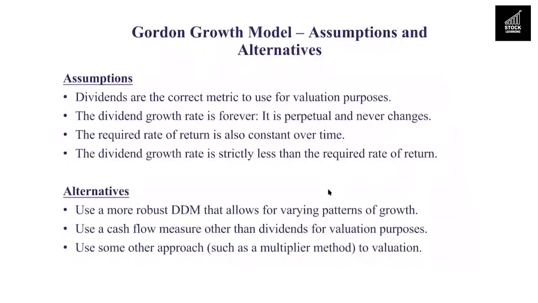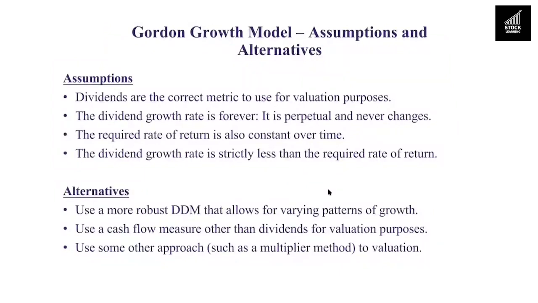So what are the alternatives that have come up, a different valuation model that has arrived? The first is using a more robust dividend discount model that allows for varying patterns of growth. Therefore, there is a new model that has arrived, that is the two-stage dividend discount model, which we are going to learn now. It uses two different growth rates instead of taking only one growth rate of 5%. So we'll use two different growth rates.